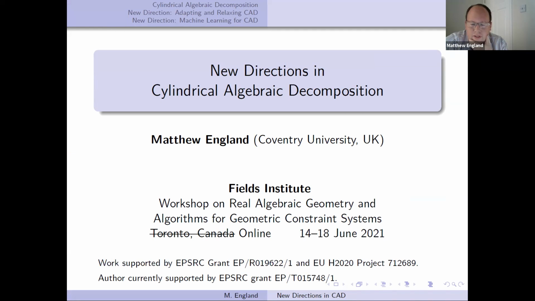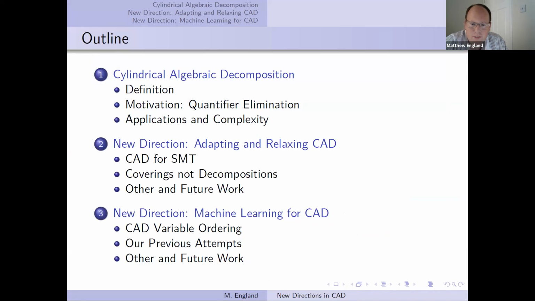So I'm going to give kind of a survey talk of some recent new directions to do with cylindrical algebraic decomposition. Two new directions in particular: various adaptations of CAD motivated by the computational logic community, and the use of machine learning to improve CAD implementations. But before I talk about them, I will give a few slides defining what CAD is, for those who don't know, and trying to motivate why you might care about it.